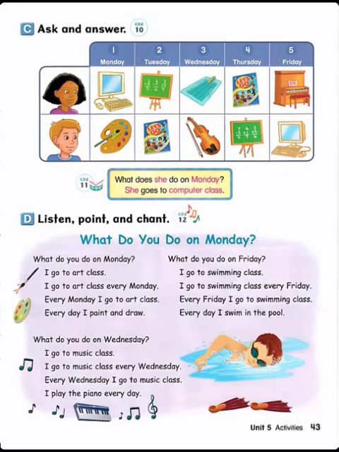Page 43. Drum track. What does she do on Monday? She goes to computer class. What does he do on Tuesday? He goes to English class. What does she do on Wednesday? She goes to swimming class. What does he do on Thursday? He goes to math class. What does she do on Friday? She goes to music class.